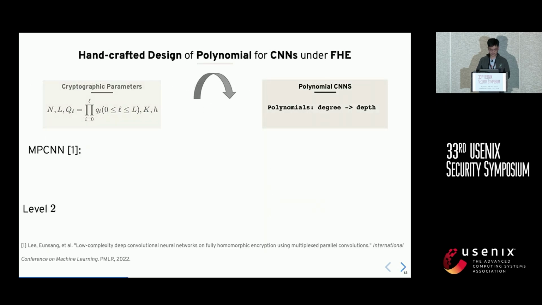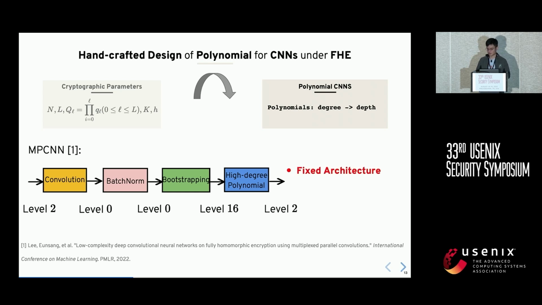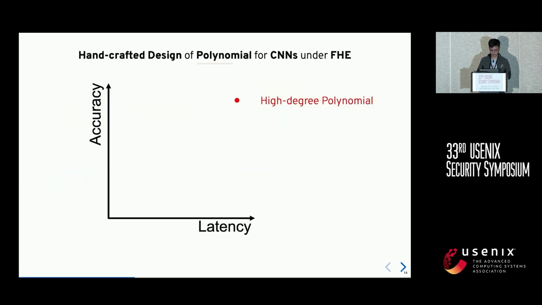This is an example of the existing work, MPCNN. The input ciphertext level is 2, goes through convolution and batch norm, the level is 0, and then it calls bootstrapping, and then uses high-degree polynomials. They just need to repeat these blocks, and they can build the whole neural network. Their performance is good, but the problem is that this is a fixed architecture. You need to manually design the architecture for any network, and they need to periodically call the bootstrapping, so the latency is very high. This is an example of using high-degree polynomials.